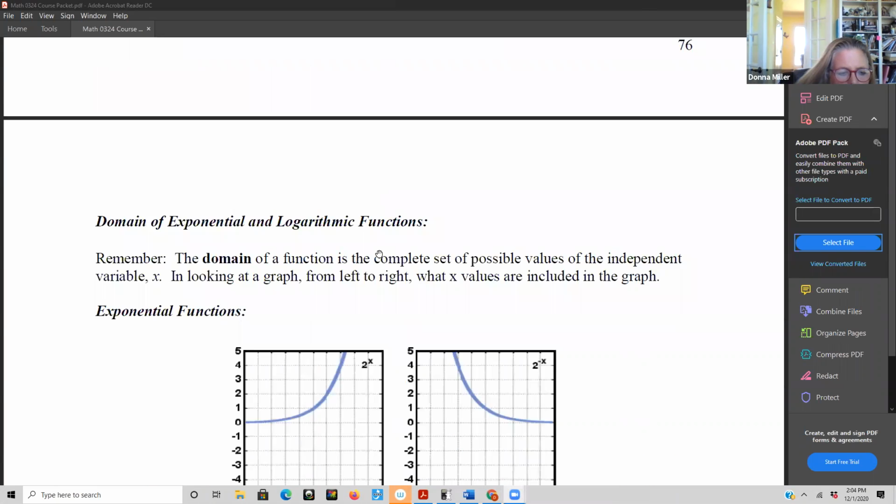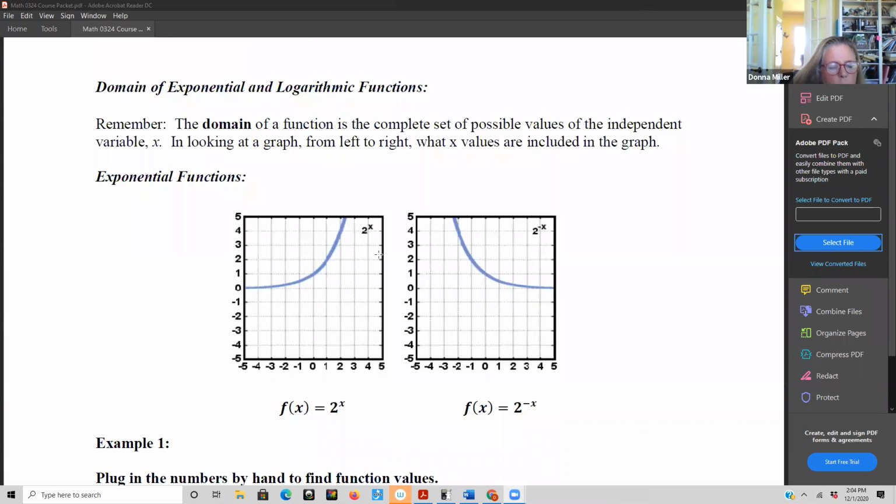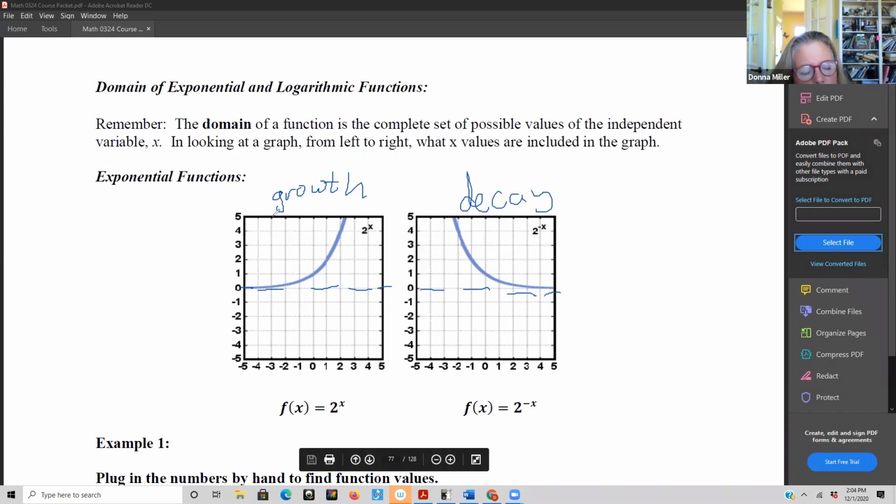All right, so we're going to talk about domain. With exponential functions, she's got pictures here of example exponents. When the exponent is positive, it's called exponential growth because it's going up. When it's negative, it's called decay. A couple of things I want you to notice. These guys don't drop below 0. They have horizontal asymptotes at y equals 0, and they never actually reach 0. They're always just a little bit above it.